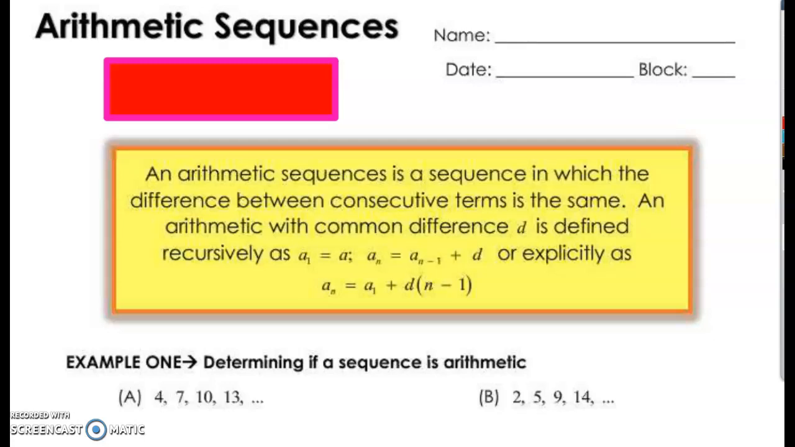Hello, Pre-Calculus. This is Arithmetic Sequences. This is day 2 in the Sequences and Series unit, which is unit 10.